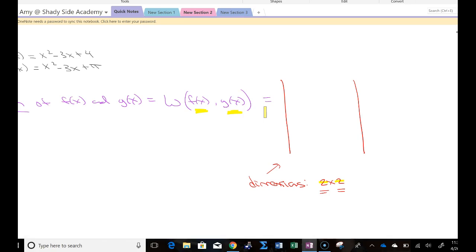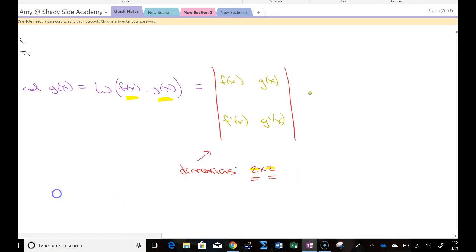It is the determinant of this matrix. Here are the inputs. Are you ready? It's the determinant of this: f of x, g of x, f prime of x, g prime of x. Yes, we're taking the determinant of a matrix whose entries are not numbers. Okay? Let's do it out.